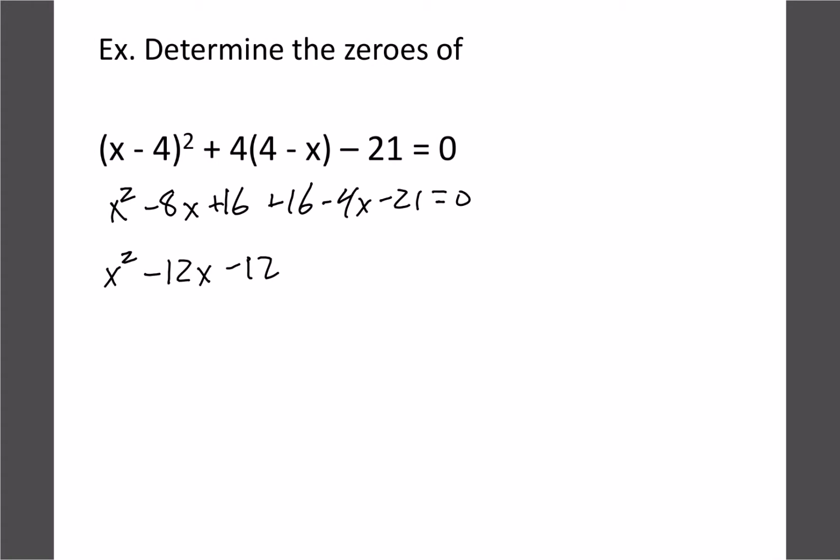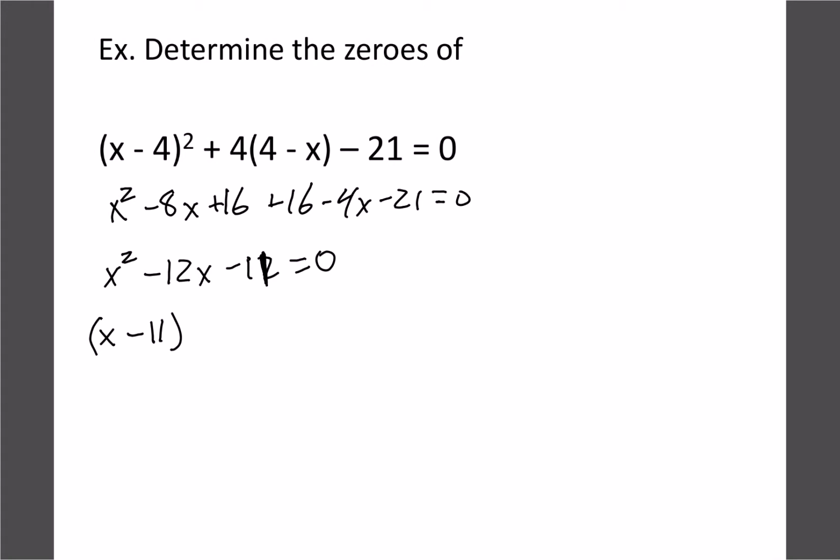16 minus 21 would be 5. Oops, it would be 11. Sorry. So minus 11. So now our factors would be x minus 11 and x minus 1, which doesn't seem to work.